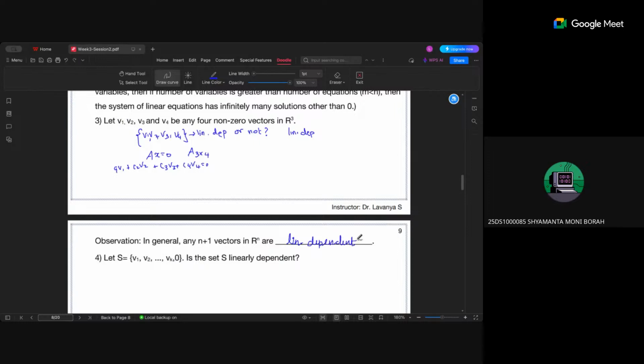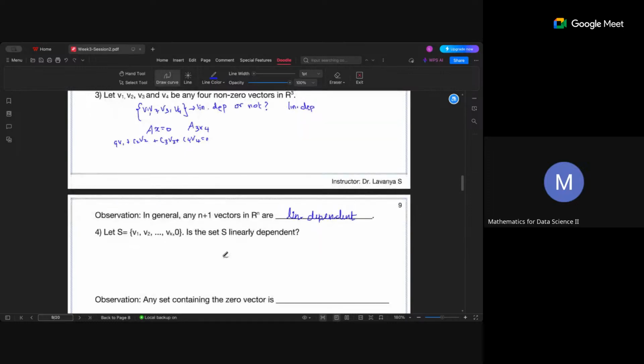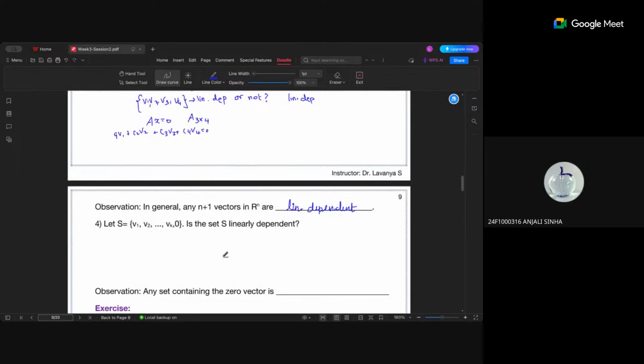Right? Okay. Now what about this set? Is this linearly dependent? Yes, ma'am. Why? Because the zero vector is present. Because the zero vector is there, you can put any non-zero coefficient for that, right?